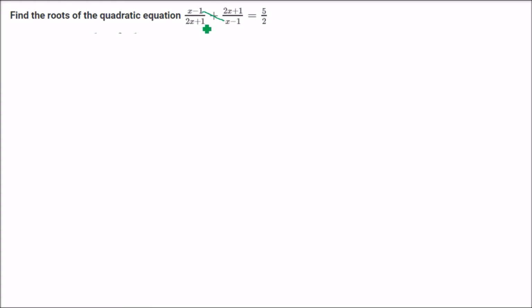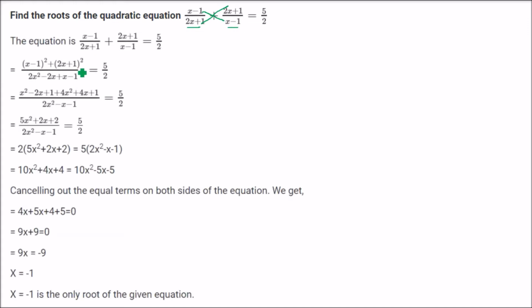Again same thing: (x minus 1) whole square and (2x plus 1) whole square, you have to add them, and in the denominator you have (2x plus 1) and (x minus 1). So what do you get? Multiply them. This (x minus 1) whole square is x square minus 2x plus 1. (2x plus 1) whole square is 4x square plus 4x plus 1. And this (2x plus 1) and (x minus 1) multiplied, you get 2x square minus x minus 1.